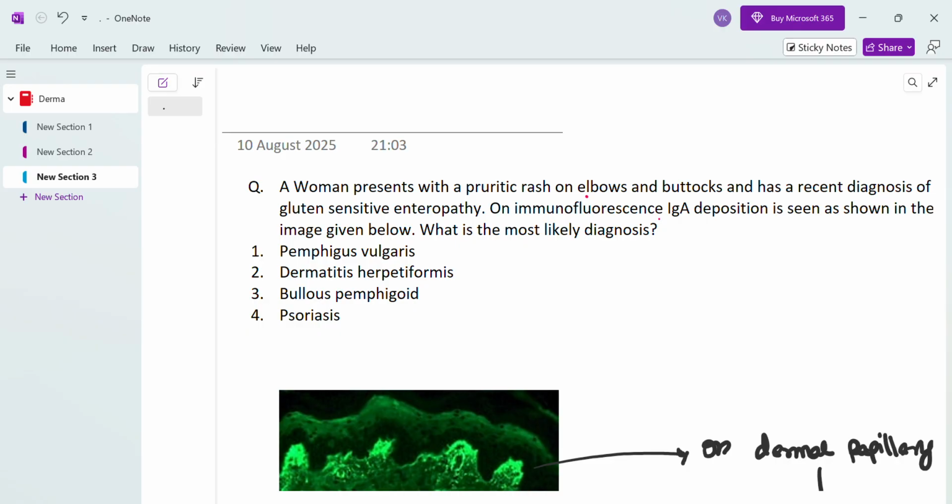So let's read the question for the day. A woman presents with a pruritic rash on elbows and buttocks and has a recent diagnosis of gluten-sensitive enteropathy. On immunofluorescence, IgA deposition is seen as shown in the image given below. What is the most likely diagnosis?